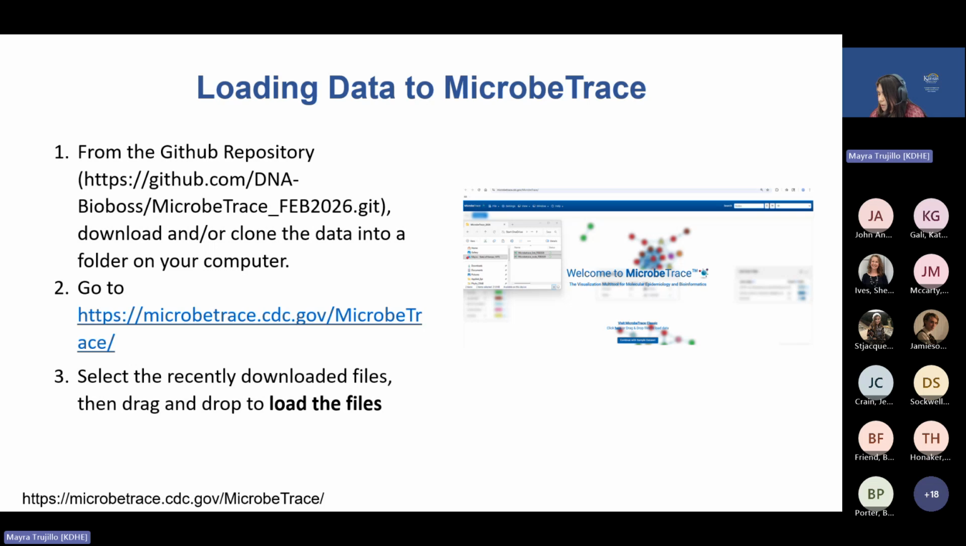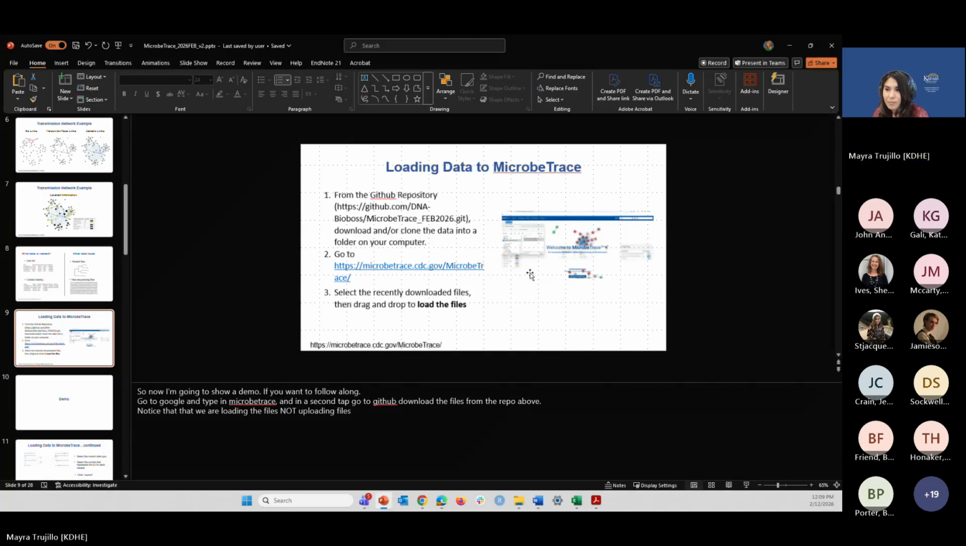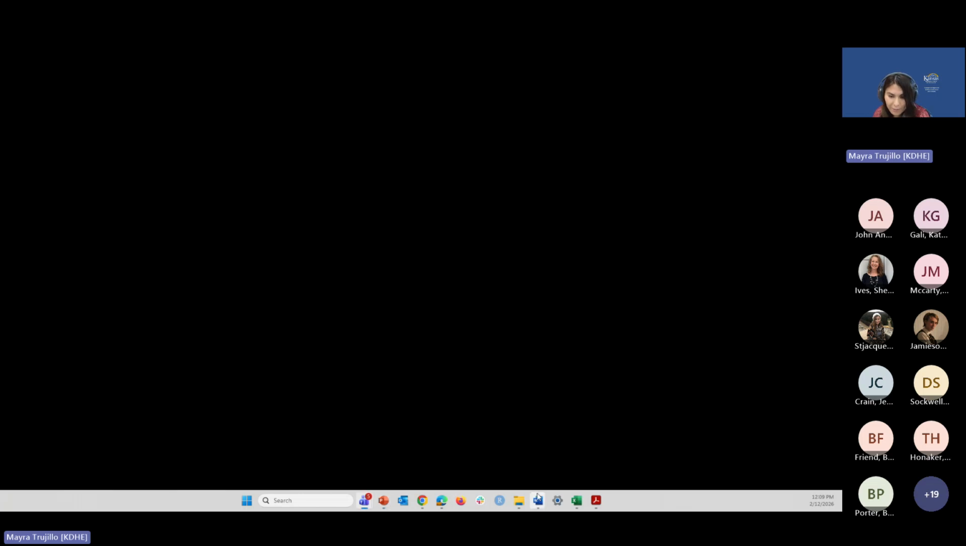So now I'm going to show a demo. If you want to follow along, go to Google and type MicrobeTrace. In the second tab, go to the GitHub link and download the files from the repository above. Notice that when we start loading the files, we're not uploading the files onto MicrobeTrace. So with that being said, let's get started. Before we jump into MicrobeTrace, I do want to go over the investigation that we'll be looking into today.